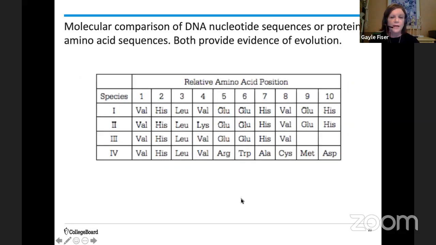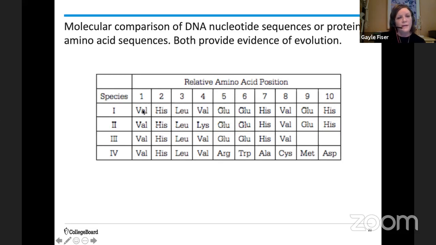All right, here's another representation that has to do with both DNA nucleotide sequences and protein amino acid sequences, because it involves both, because you wouldn't have that amino acid sequence without that DNA sequence. So let's look at our first column. We have species 1, 2, 3, and 4. And then at the top, it says relative amino acid position. So if this was a polypeptide, this would be amino acid 1, amino acid 2, 3, 4, and so on.